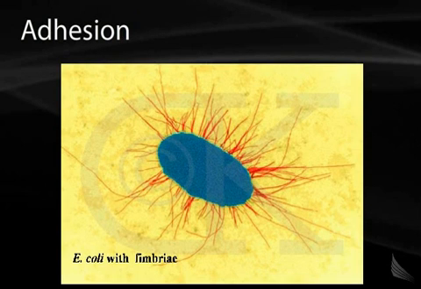This is a picture of E. coli with its fimbriae, and you can see how this guy, with all its little projectiles, is going to be able to stick onto some tissue and cause some trouble.